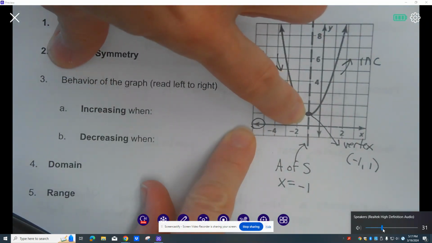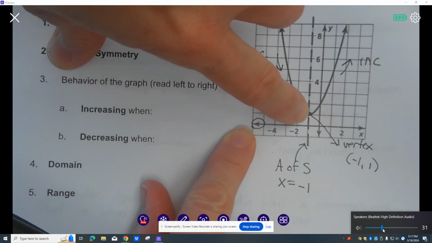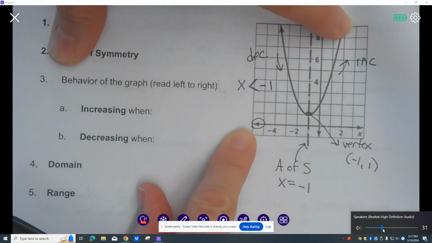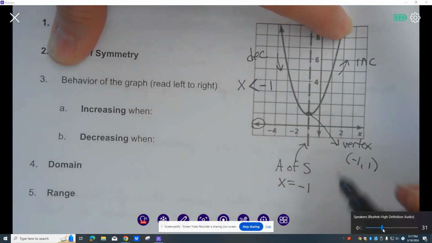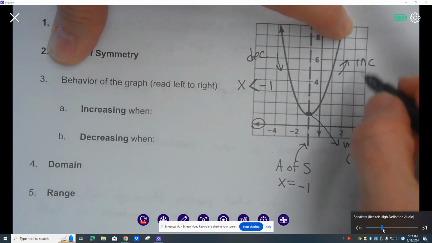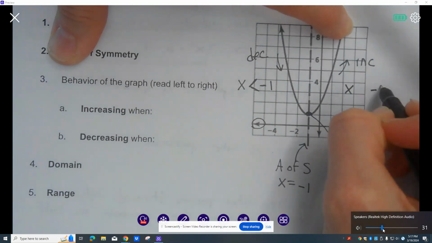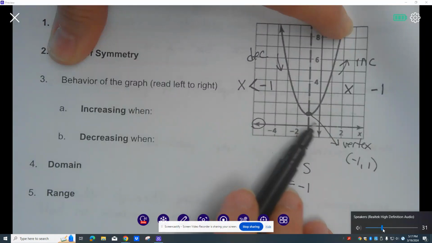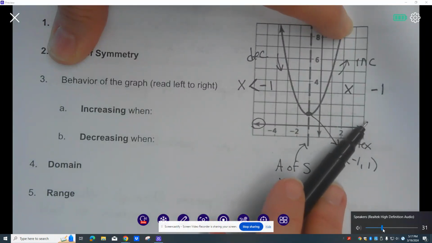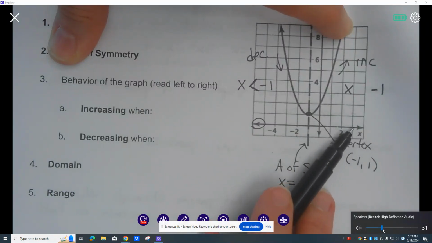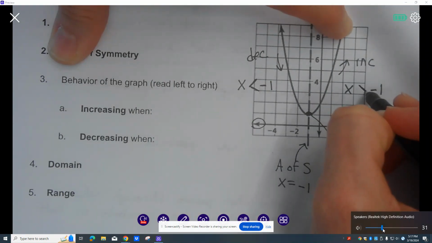Right here it changes directions, that's the turning point, and on the other side of the middle, so the middle is at -1, the other side of the middle would be the right side. See, this arrow is pointing to the right. So point your inequality to the right.